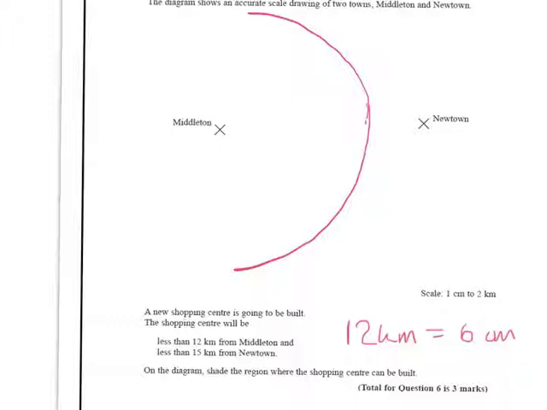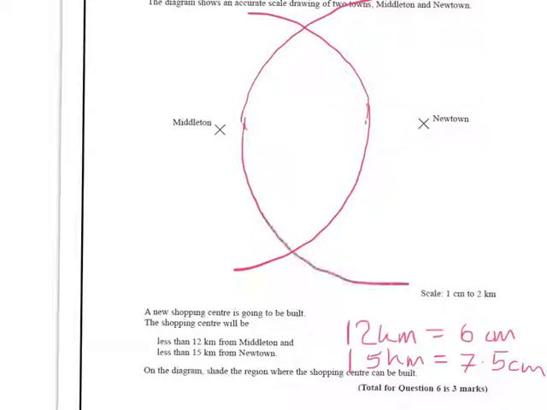Now from Newtown it mentions it's 15 kilometres, so we need to work out the scale that we're going to use. 15 kilometres, well, if it's 1 centimetre to 2 kilometres, that means we are going to do a line 7.5 centimetres long. So again, centre of the compass at Newtown, and it's going to be 7.5 centimetres, it's going to take up to about there, and then it's going to be a curve from there. Again, the line's not particularly accurate, but the point is there.